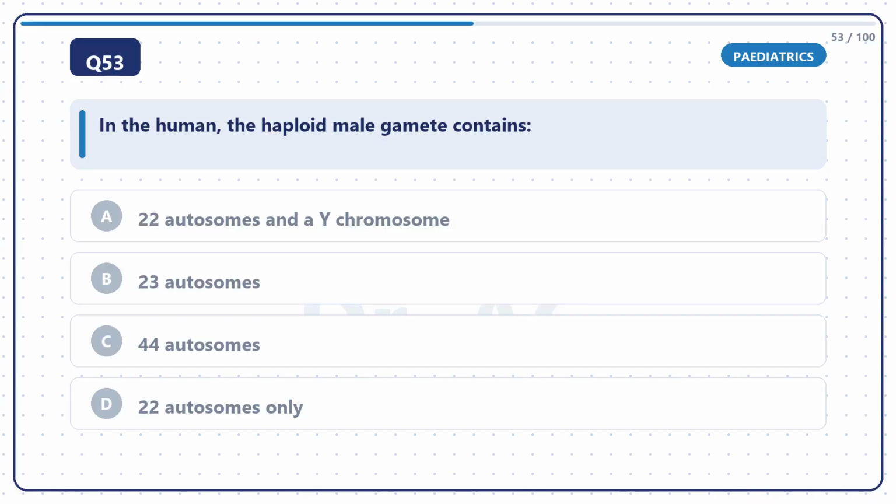Question 53. In the human, the haploid male gamete contains option A. 22 autosomes and a Y chromosome, option B. 23 autosomes, option C. 44 autosomes, option D. 22 autosomes only.